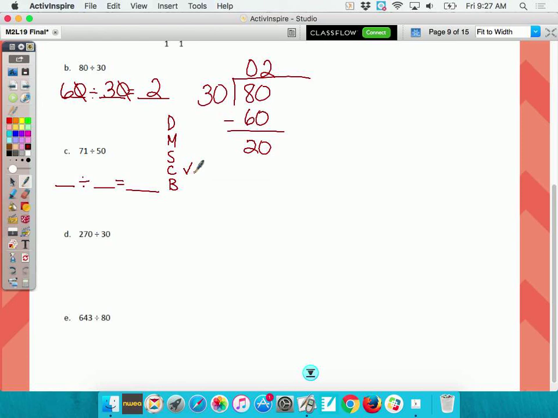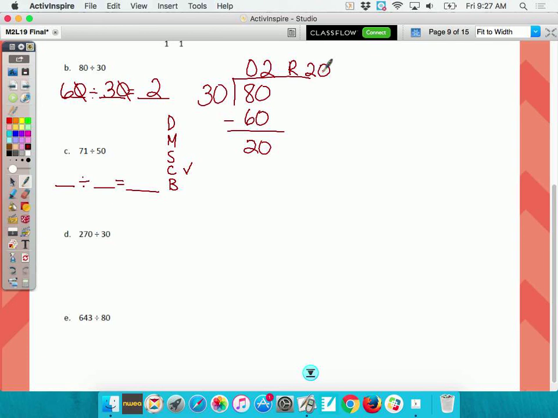Divisor. Okay, so if the remainder is smaller than the divisor, you're good to go. You can go on to the next step. If there are more numbers, you can bring down numbers. Or if there are no more numbers, you simply write your remainder.